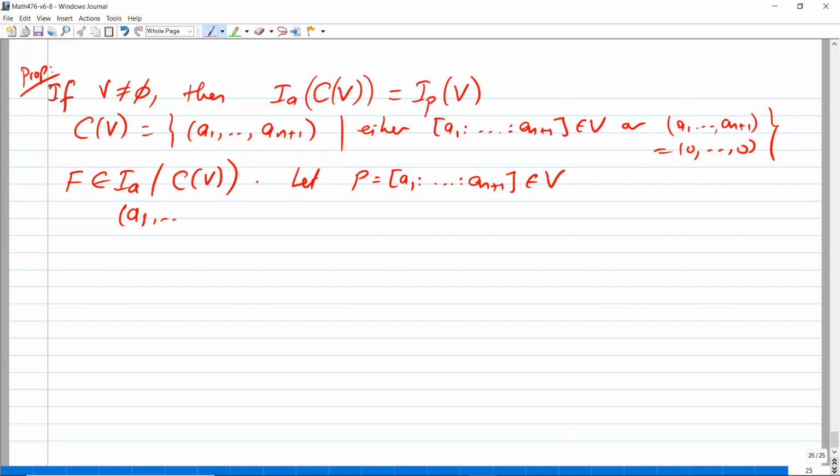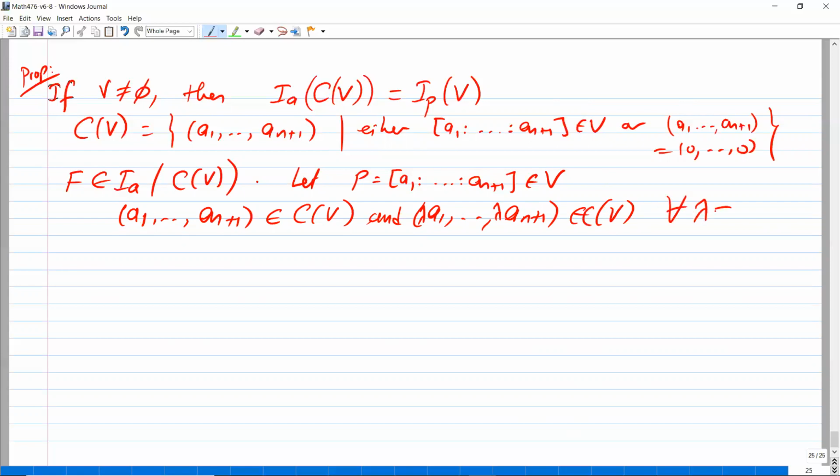A1, ..., A(n+1) is in CV, or also for any lambda, the line containing this point, lambda times A1, ..., lambda times A(n+1), is in CV for every lambda, even for lambda equal to 0.